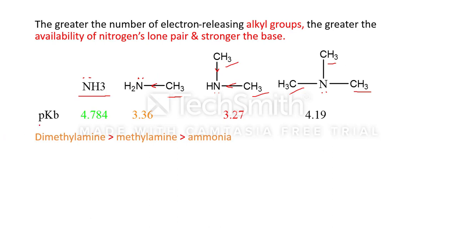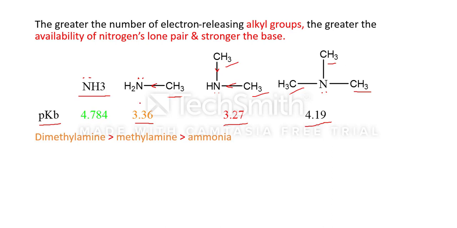The pKb means base dissociation constant. The value of the base dissociation constant: for ammonia it is 4.784, methylamine 3.36, dimethylamine 3.27, trimethylamine 4.19. It means the higher the pKb value, the less basic the compound is in nature.